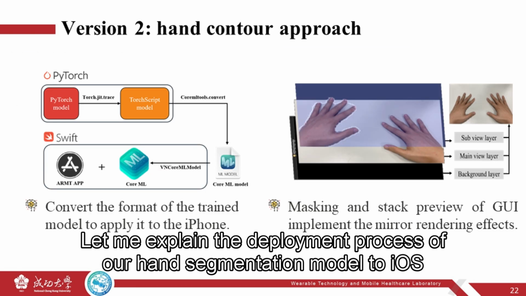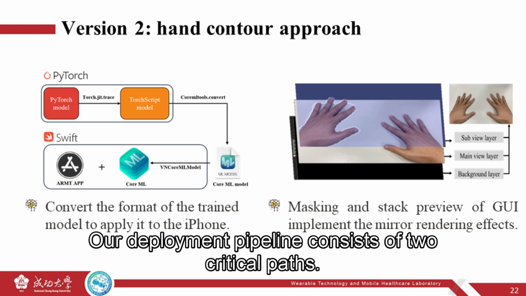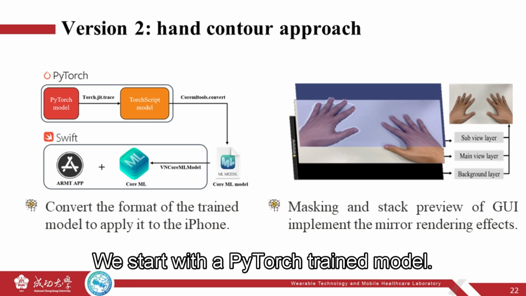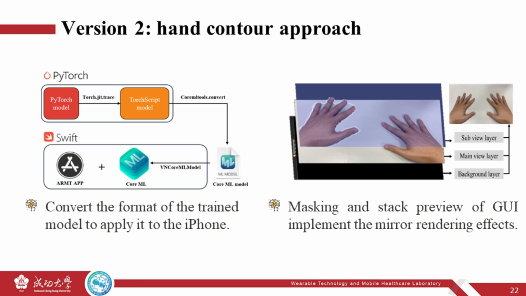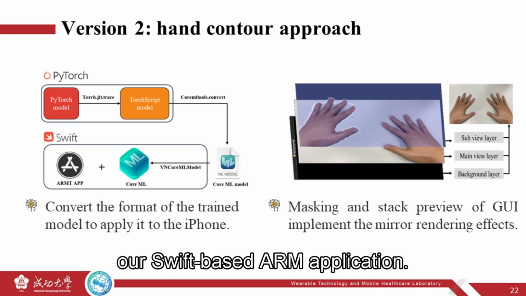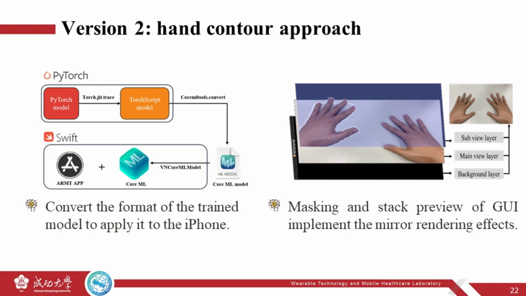Let me explain the deployment process of our hand segmentation model to iOS devices and our GUI implementation. Our deployment pipeline consists of two critical paths. First, the model conversion process. We start with a PyTorch trained model. Convert it through TorchScript. Transform it into Core ML format. Finally integrate it with our Swift-based ARKit application. This ensures seamless operation on iOS devices.